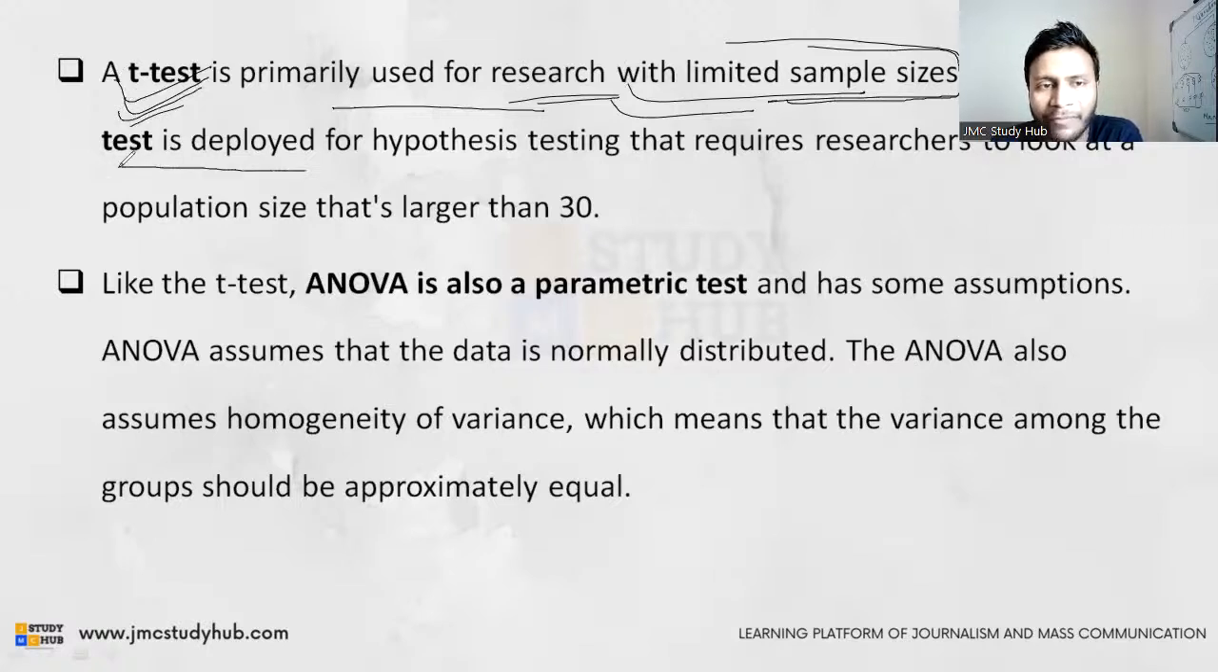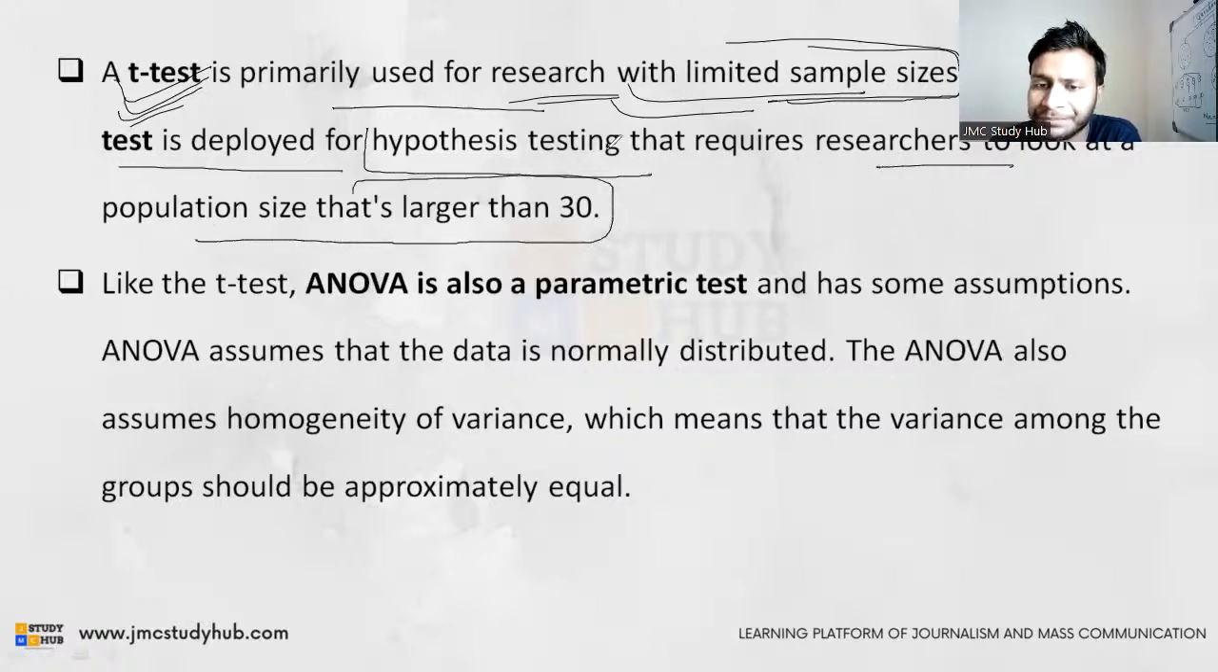Whereas Z test is developed for hypothesis testing that requires researchers to look at a population size larger than 30. If your sample size is less than 30, then you are going to use the t test. If the population size is larger than 30, then you are going to apply the Z test.